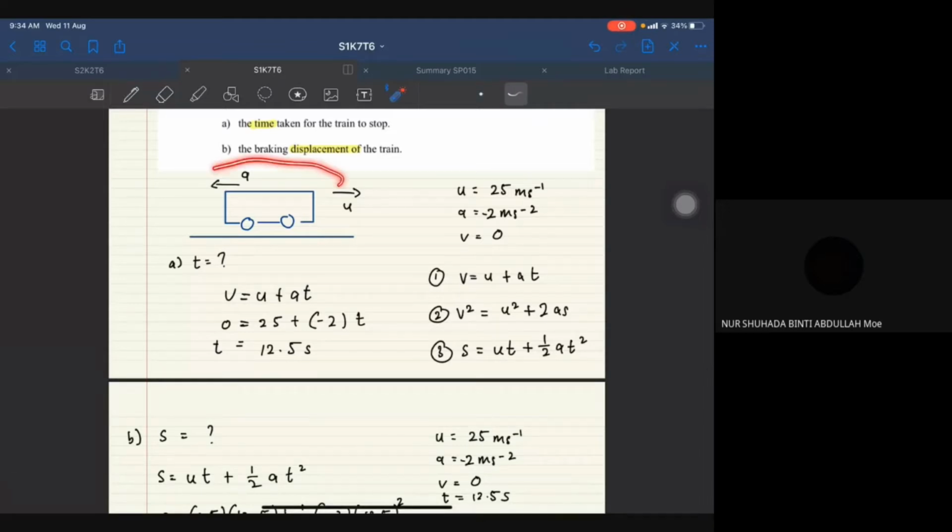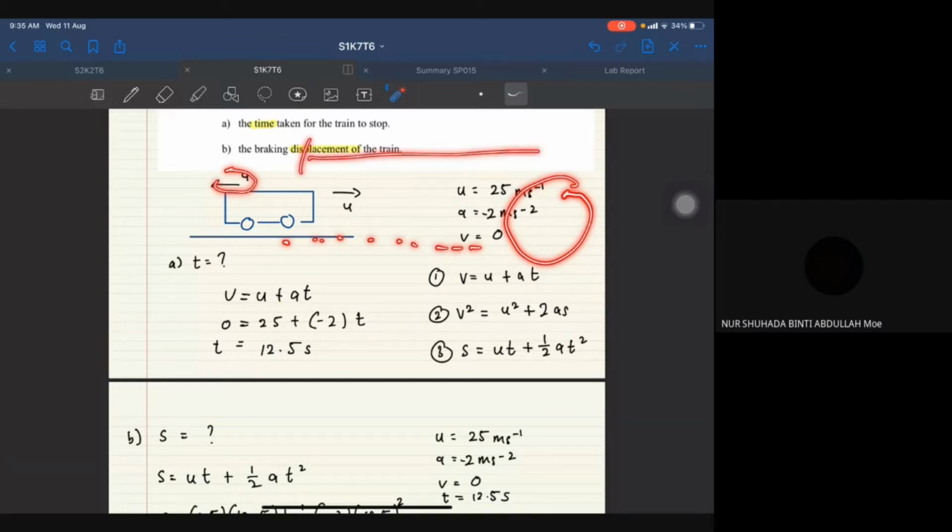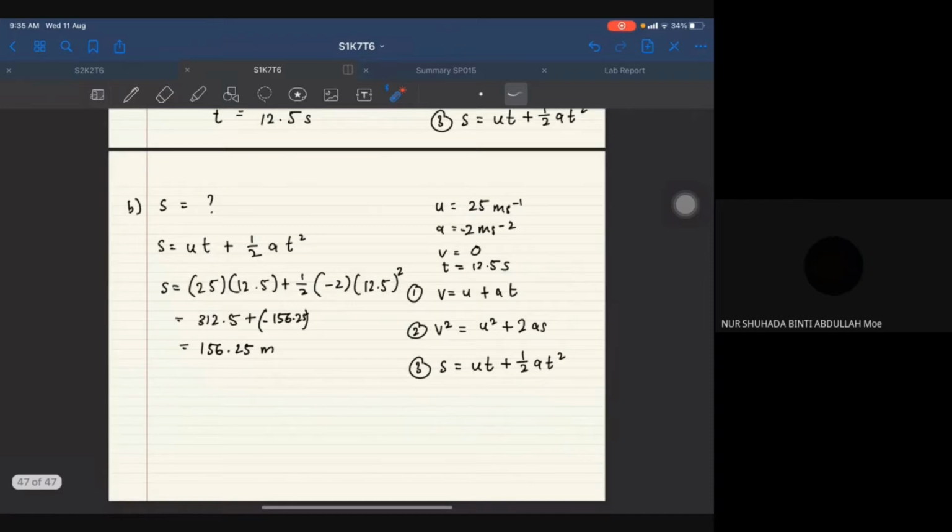So at this moment, they press the brakes, and then they start to brake, and then decelerates, and eventually comes to a rest. The total distance it takes to rest is S equals to berapa tadi? 156 meters. So everything tally up, it makes sense. So should be okay.